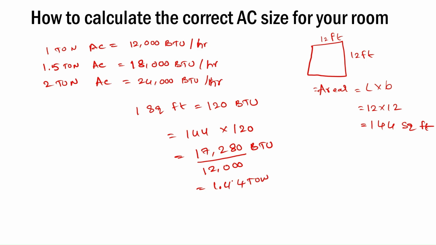In the market, the standard sizes are 1 ton, 1.5 ton, and 2 ton. It is similar to, or nearby, 1.5 ton. So for the required square feet, the AC required is 1.5 ton.